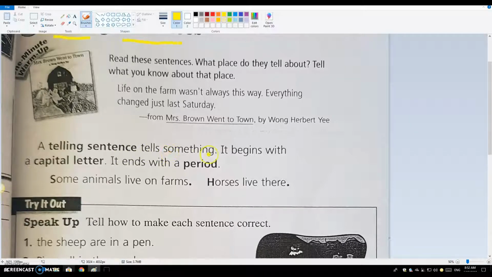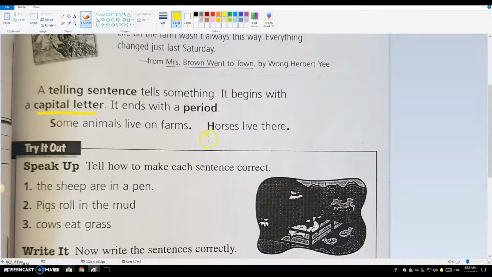Well, okay. It begins with a capital letter. All sentences begin with a capital letter. And it ends with a period. A period is a full stop. Here's a period. Here's a period. Okay, here is a capital letter. Okay, so let's get rid of those.